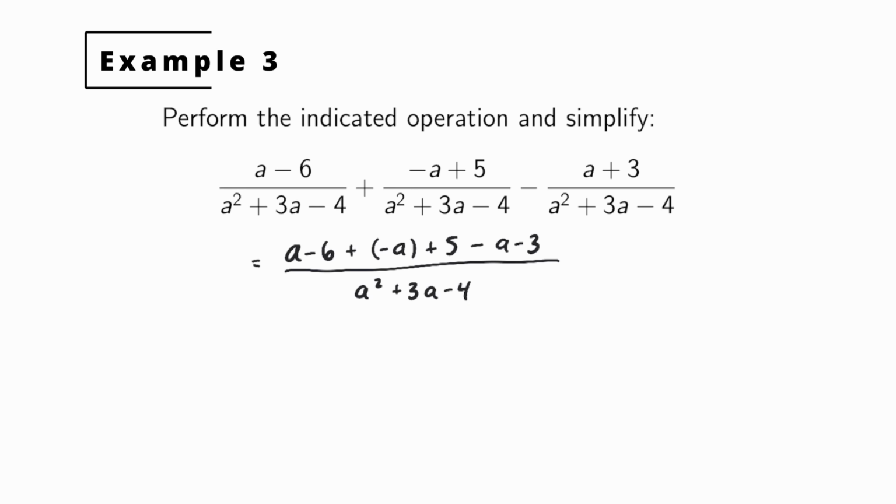Now when we simplify our numerator, we'll get a minus a minus a. So that's negative a. And then we have negative 6 plus 5 is negative 1, minus 3 is negative 4. And then we have a squared plus 3a minus 4 in the denominator. Now we need to factor the numerator and denominator. We have a common factor of negative 1. Let's factor out the negative 1 from the numerator. We have a plus 4. And then down in the denominator, we can factor that trinomial as a plus 4 times a minus 1.